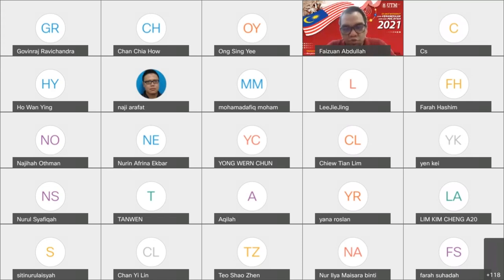Experiment two is tomorrow, on Tuesday, 7th of September 2021. The third experiment is on this coming Wednesday, 8th of September 2021. And the last one, experiment four, will be held on Thursday, 9th of September 2021.